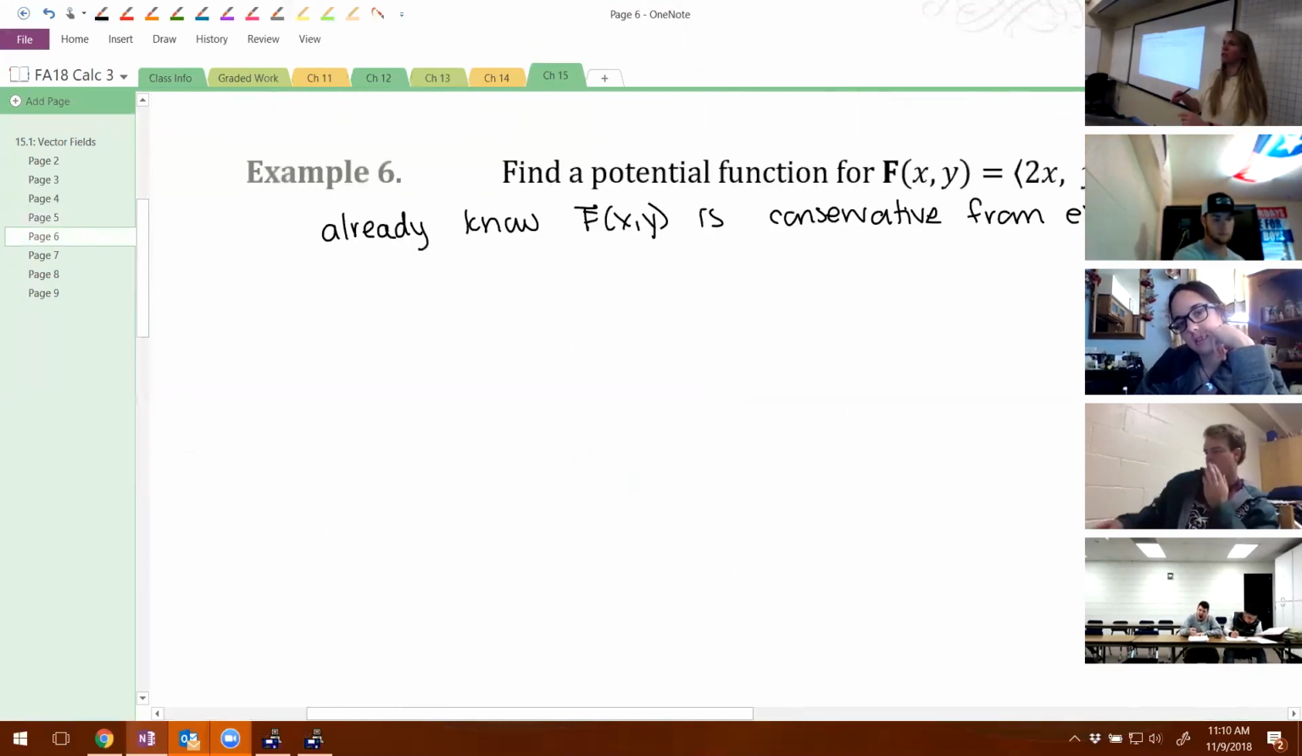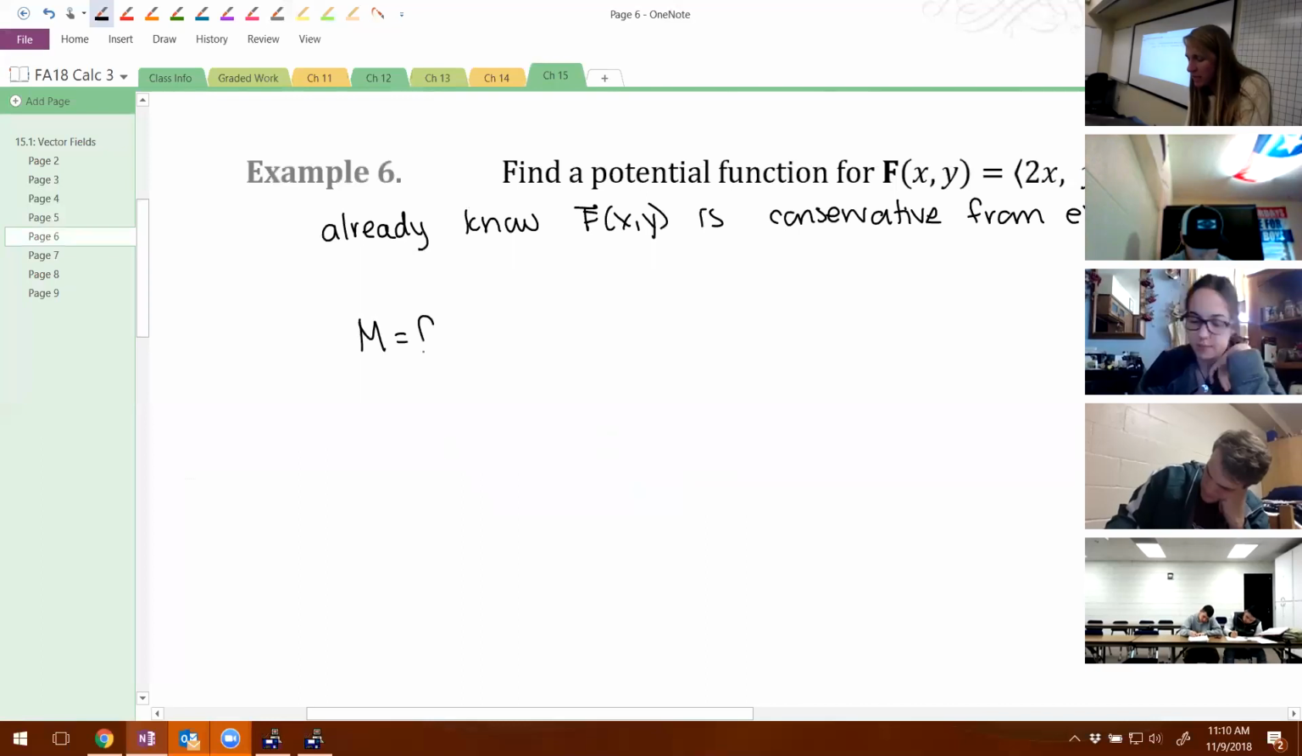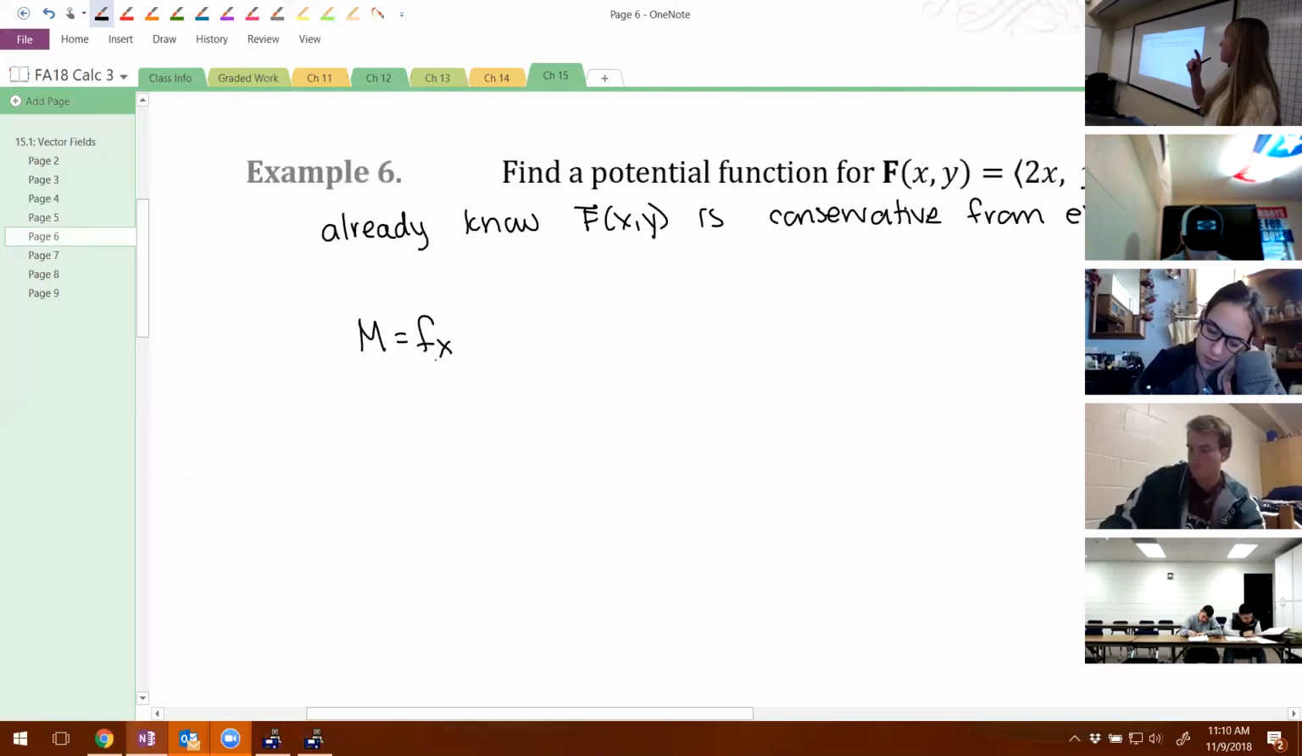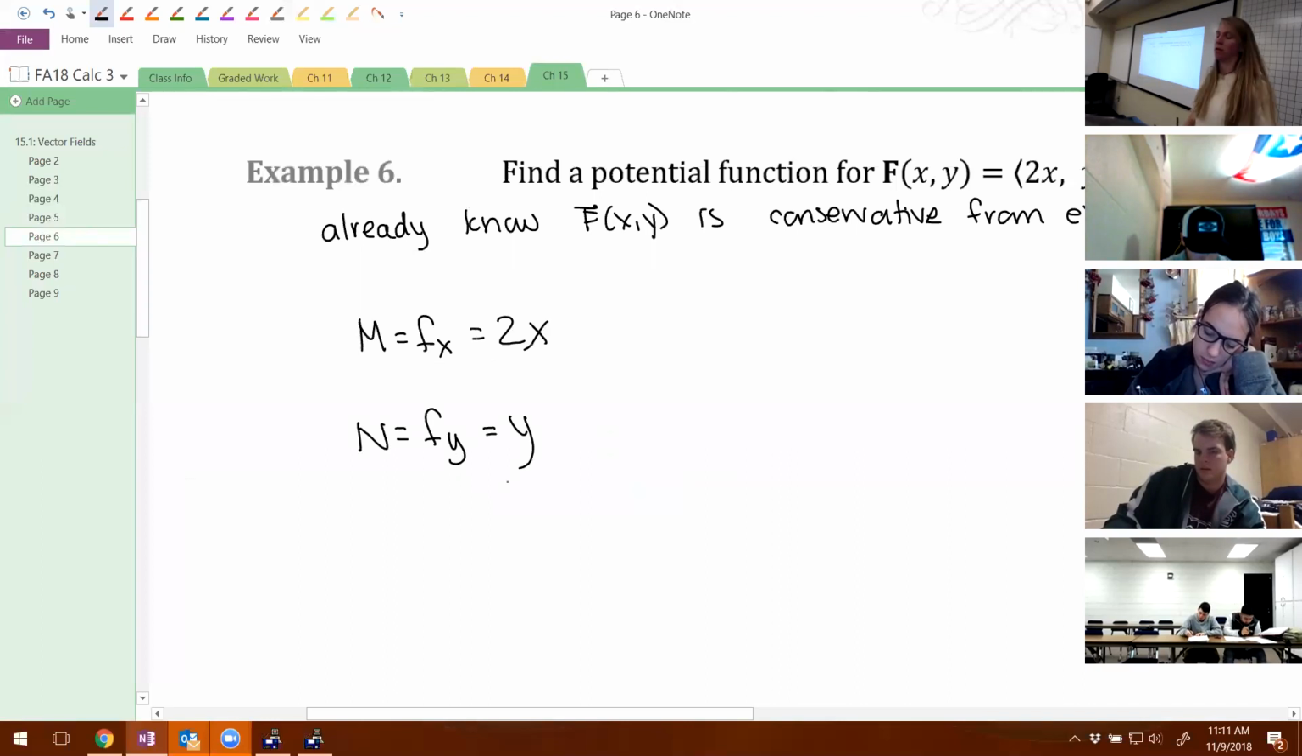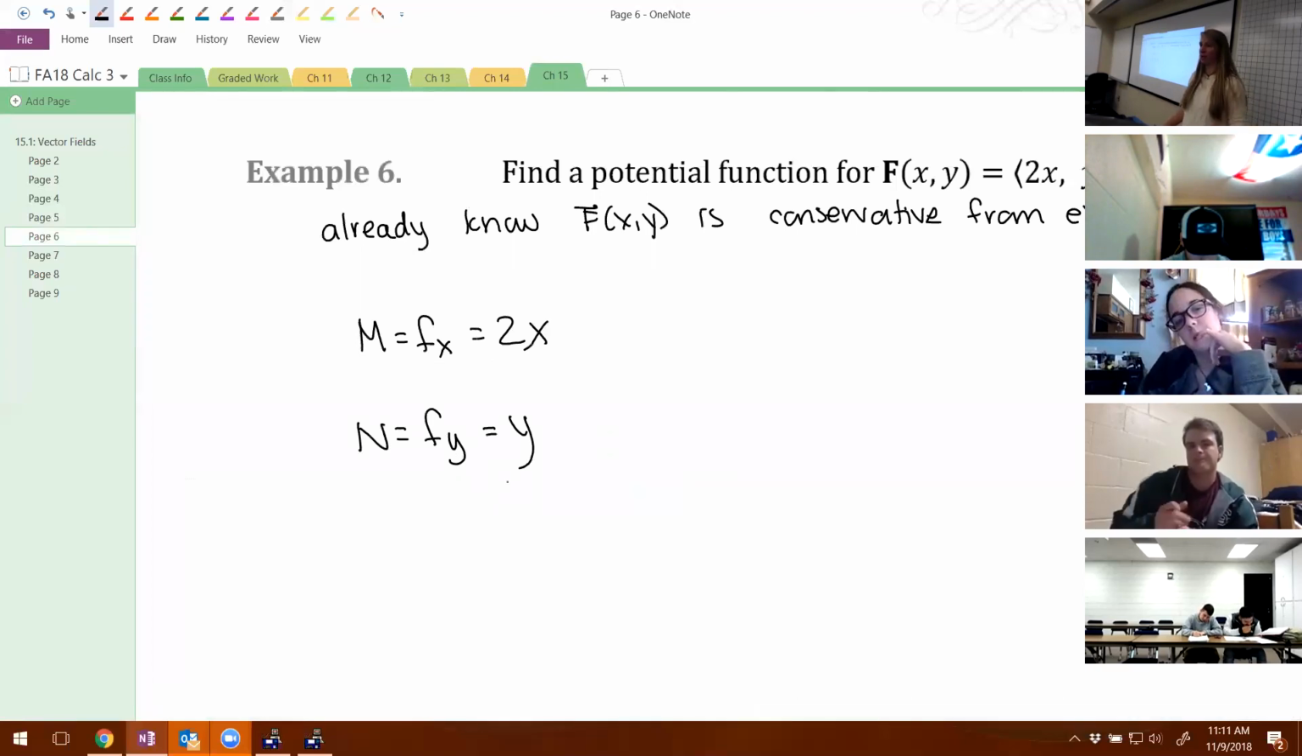So since it's conservative, we can do our next step. So how do you suppose we're going to do this? We know that M is indeed the first partial with respect to x, and that is 2x. We know N is indeed the partial with respect to y. So we need to work backwards now. We have the derivatives, we want to find the original function. We said integrate, but be more specific. Like, what are we going to integrate?